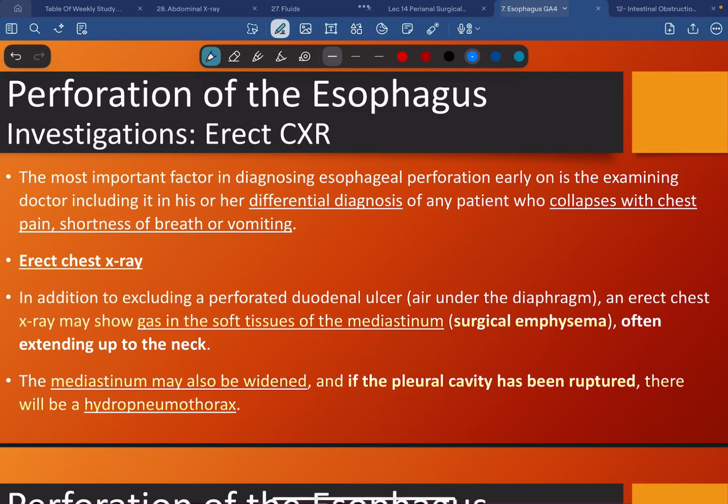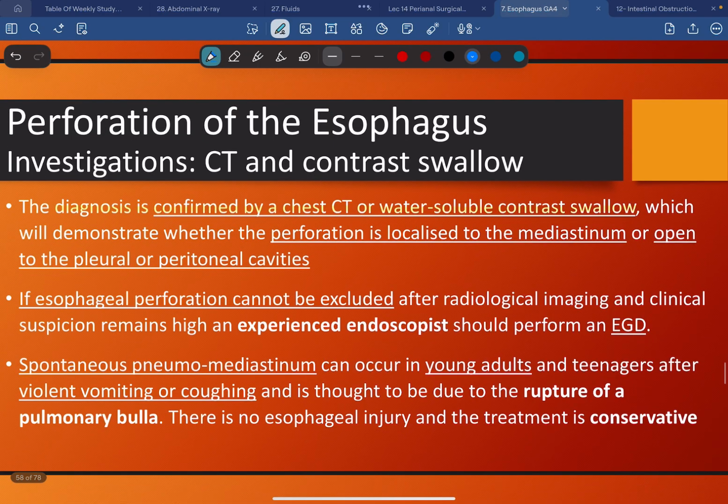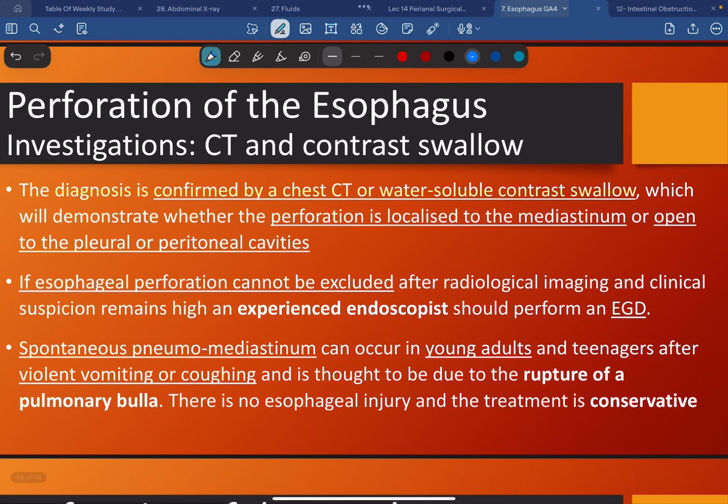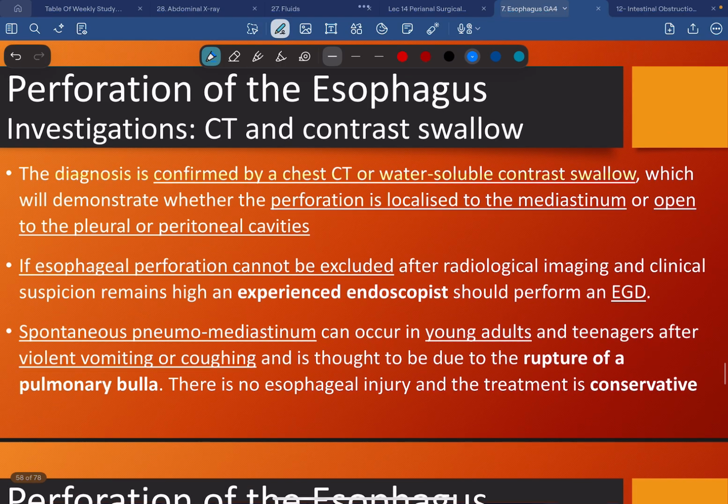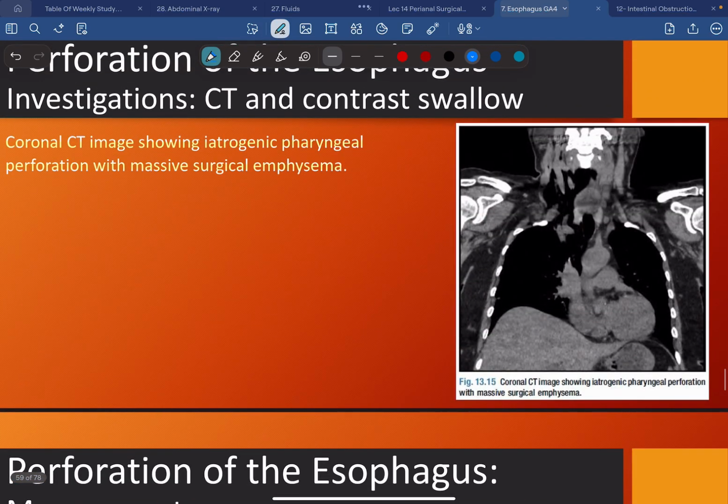The confirmation is by CT scan. Usually, if there is any suspicion of esophageal perforation, we should immediately ask for CT with contrast, of course IV and oral contrast. Then we can see the exact point of perforation and the magnitude of this perforation. If it is limited, a very small perforation, we can treat conservatively by keeping the patient nil per os and putting him on strong IV antibiotics and antifungal also. This is the CT scan.